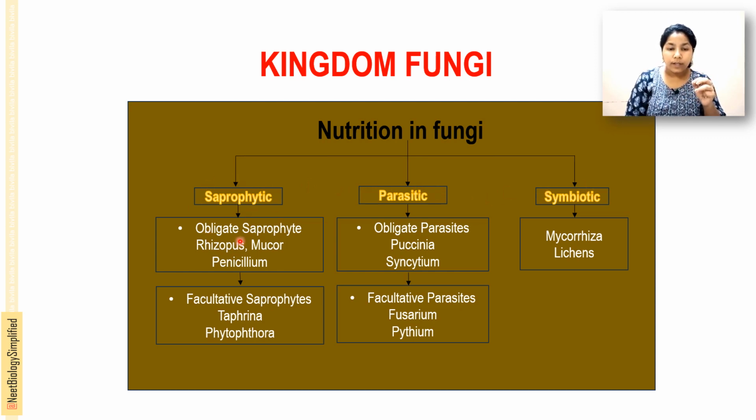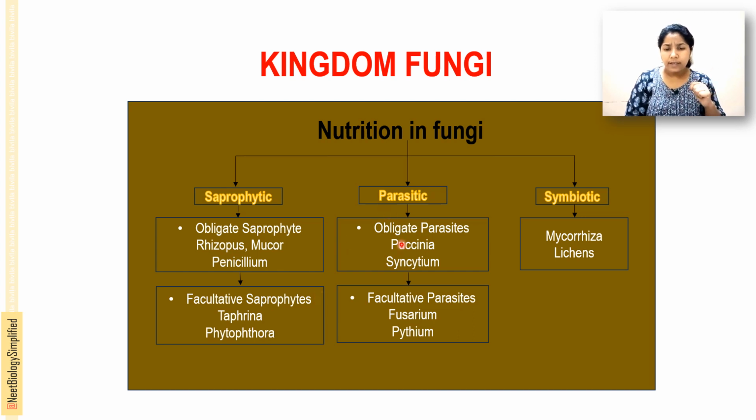Saprophytic fungi can be obligate saprophytes, the strict saprophytes, which live on dead organisms only. Examples are Rhizopus, Mucor and Penicillium. Facultative means they may or may not be saprophytic. Examples are Taphrina and Phytophthora.